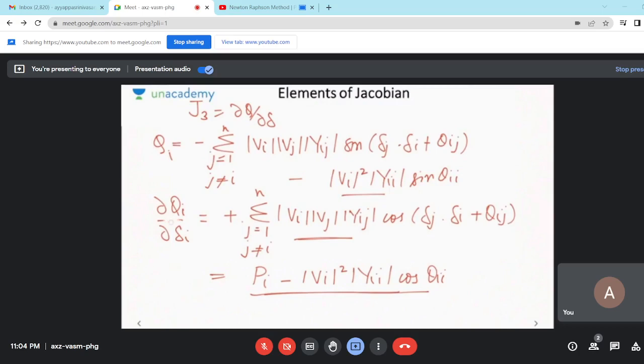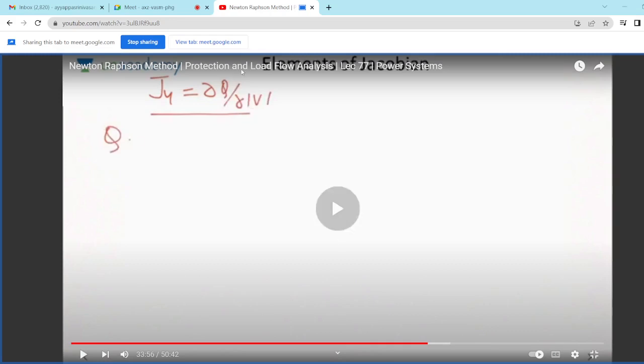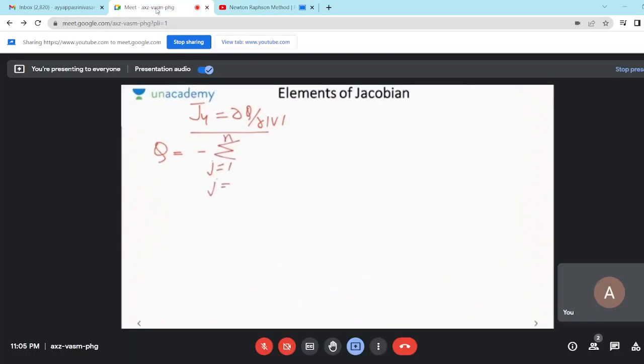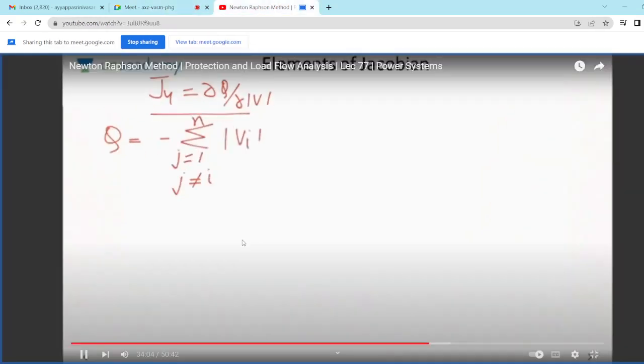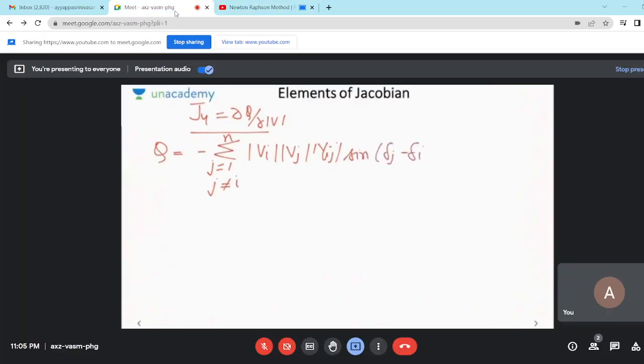Now if we wish to calculate the off diagonal element, then del Qi is minus summation j is equal to 1 to n, j is not equal to i, mod Vi mod Vj mod Yij sine of delta j minus delta i plus theta ij, minus mod Vi square Yii sine of theta ii.